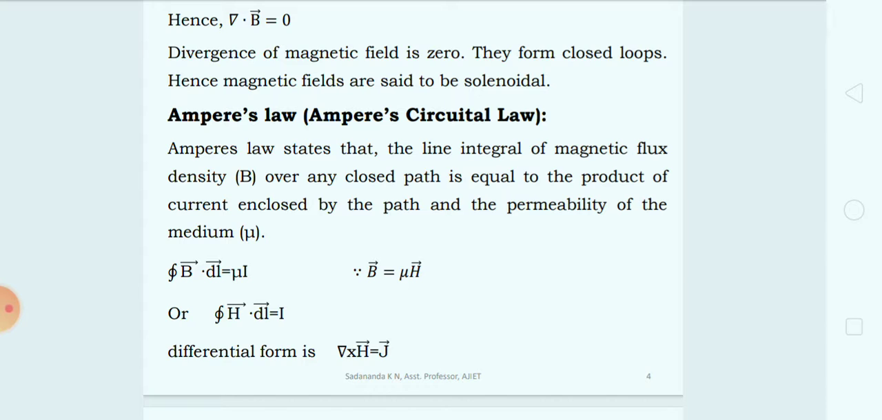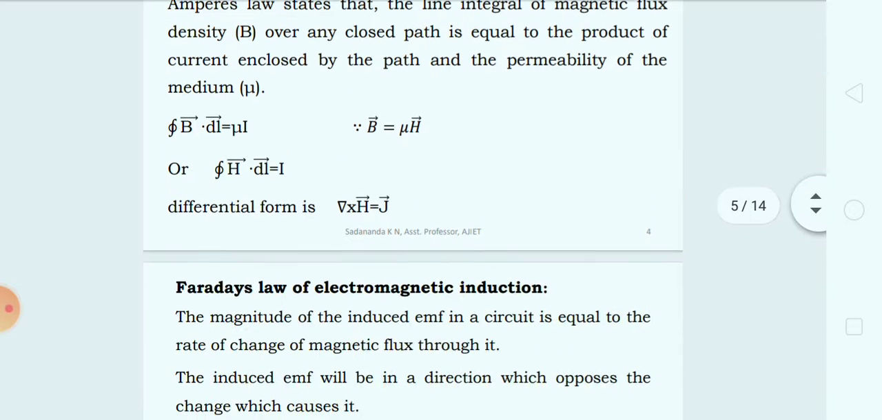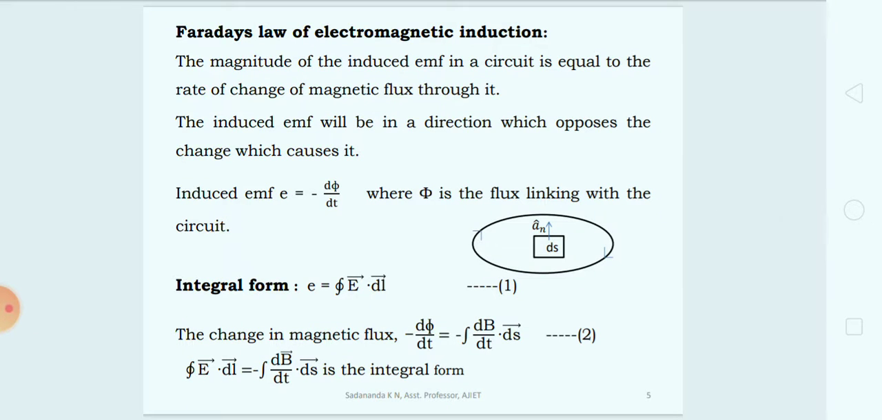Since B is equal to mu H, which is the relation between magnetic field and magnetic flux density, the equation can be rewritten as the line integral of vector H dot dl is equal to I. The differential form of Ampere's law can be written as curl of vector H is equal to vector J, which means the curling of a vector field in that path is equal to the current density, the current flowing per unit area.